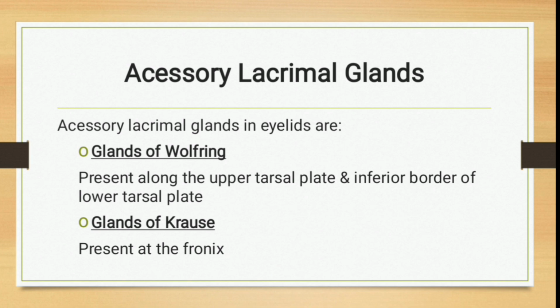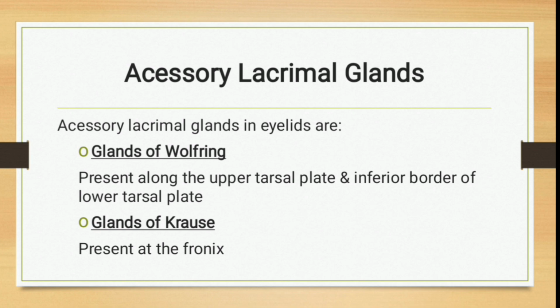So now, accessory lacrimal glands. There are two accessory lacrimal glands. As we have discussed, there are glands of Zeiss and Moll that are contributing in the production of oil, which means that they are helping Meibomian glands by secreting oily secretions. Similarly, we have the accessory lacrimal glands that produce basal tears, the watery layer. Two types of glands: glands of Wolfring and glands of Krause. They are present along the upper tarsal plate and inferior border of lower tarsal plate.